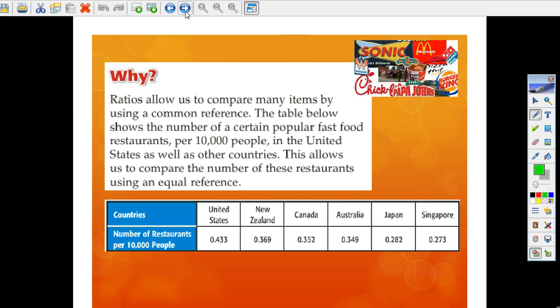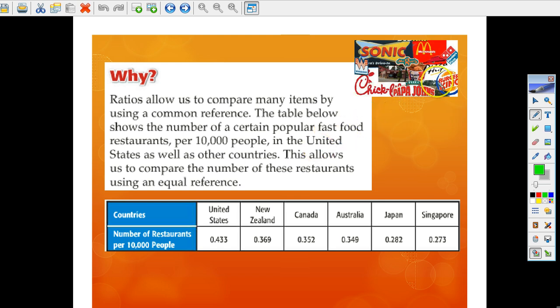Okay, why? Ratios allow us to compare many items by using a common reference. The table below shows the number of certain popular fast food restaurants per 10,000 people in the United States as well as other countries. This allows us to compare the number of these restaurants using an equal reference. So, common popular fast food restaurants.